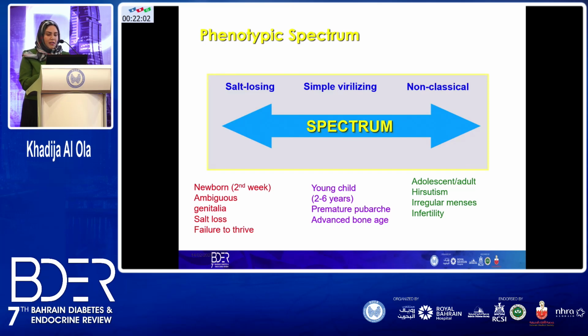Simple virilizing presents in a younger child between 2 to 6 years of age with precocious puberty. In non-classic type, it presents in adolescents; an adult female can come with hirsutism, irregular menses, and infertility.